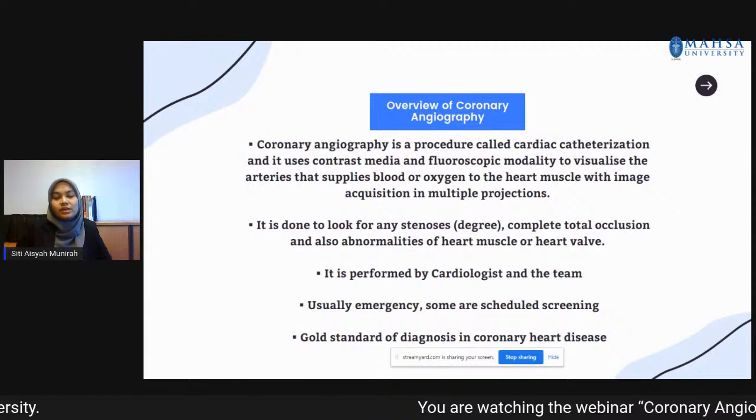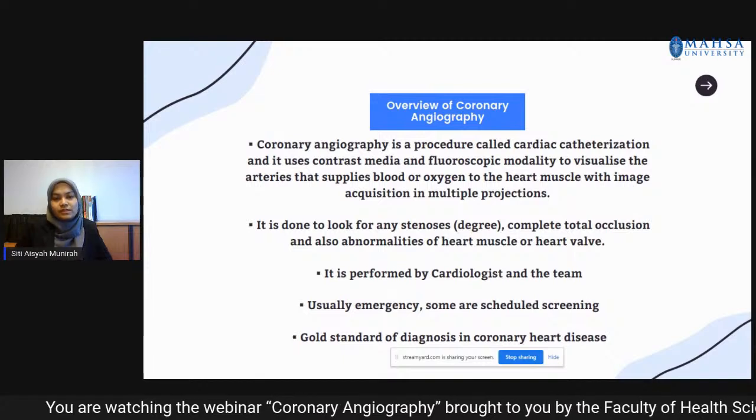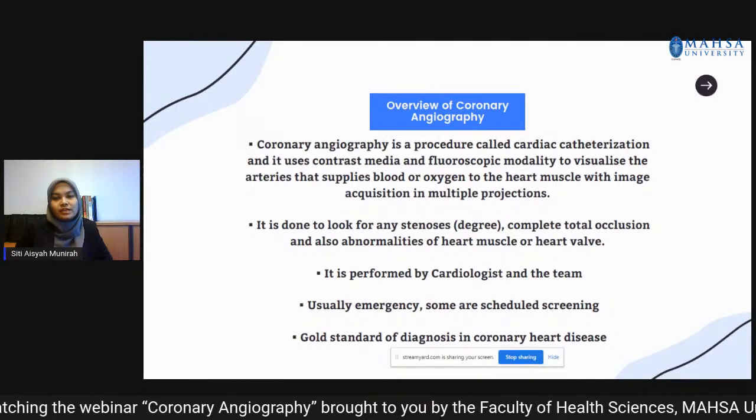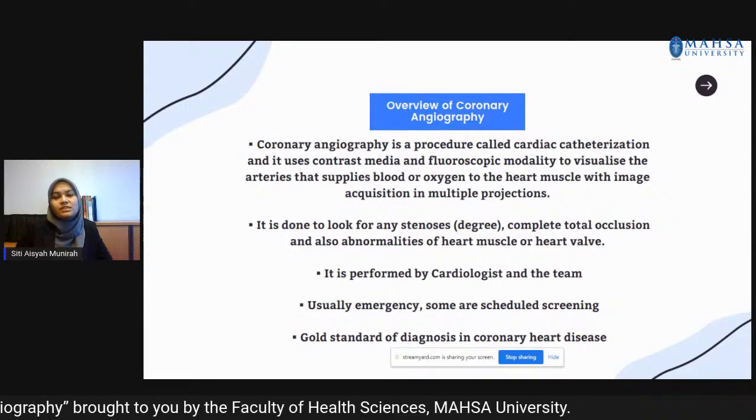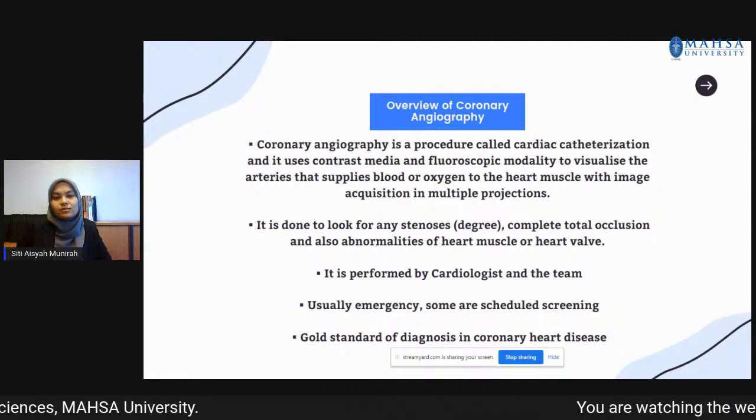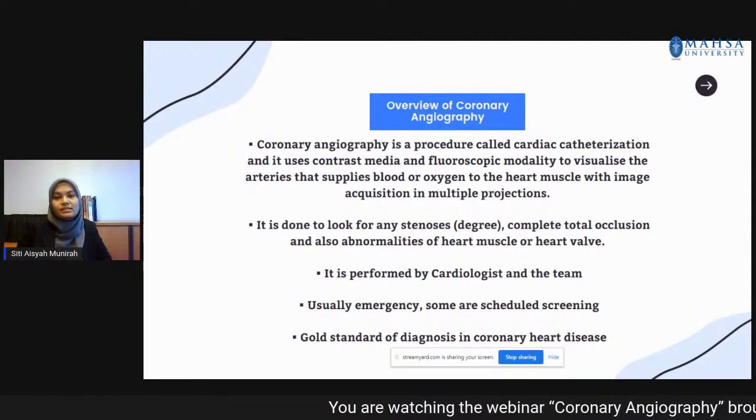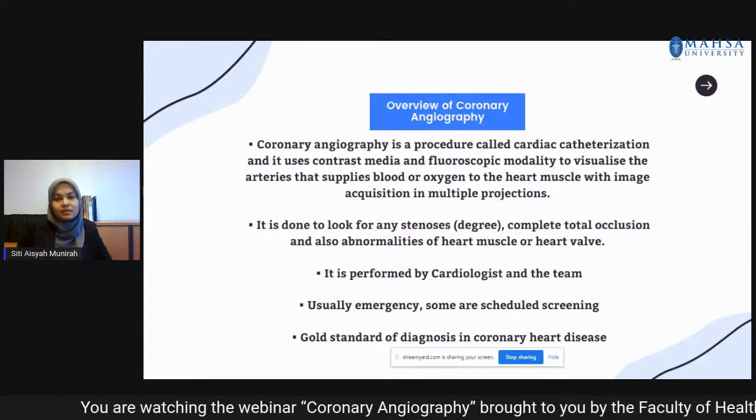During coronary angiography, a few image acquisitions are taken to visualize the blood vessel. Coronary angiography is done to look for any stenosis. Stenosis means the narrowing of the blood vessel due to the accumulation of material within it. It is also to visualize complete occlusion of the blood vessel, as well as abnormalities of the heart muscle and the heart pump.